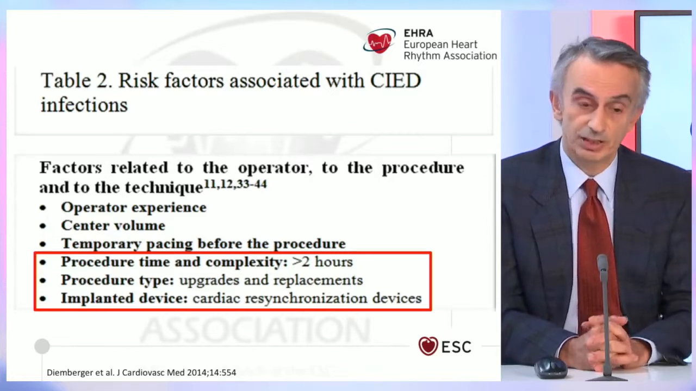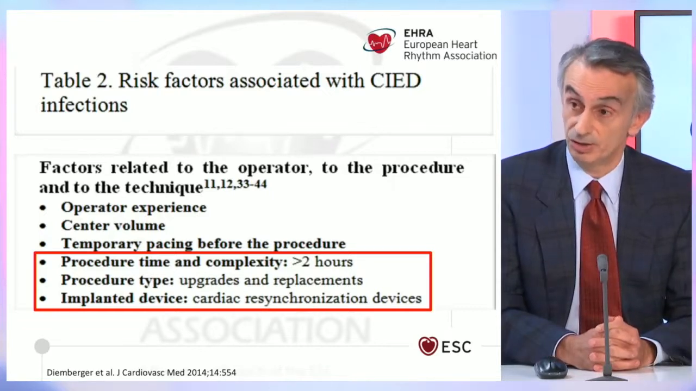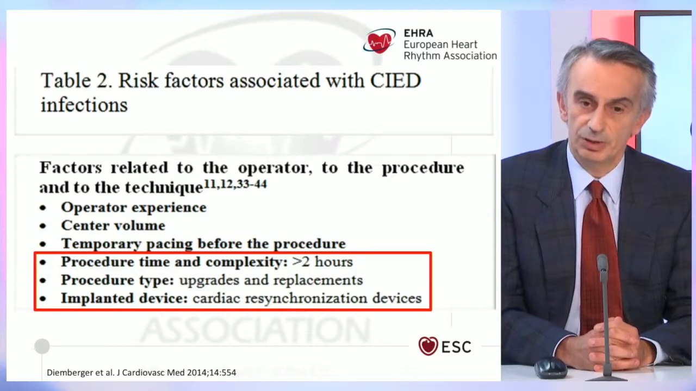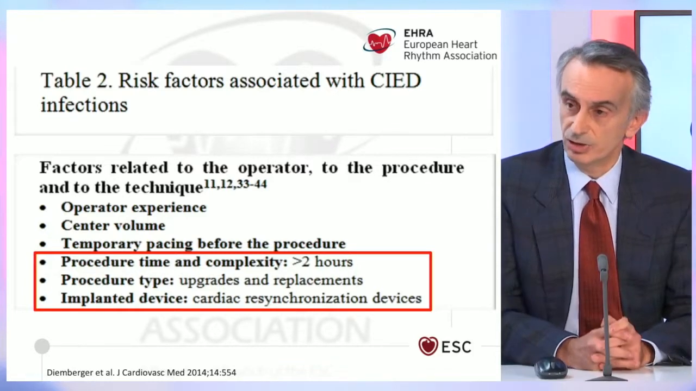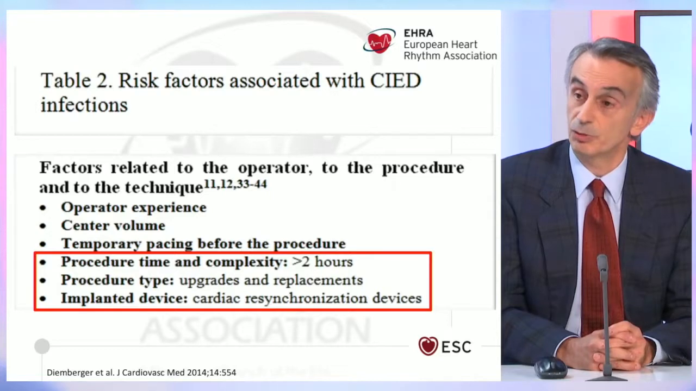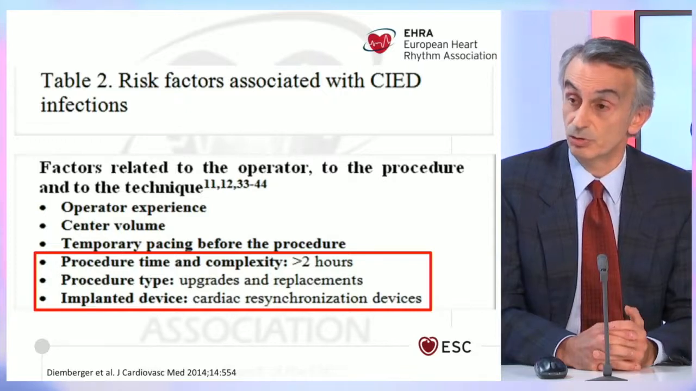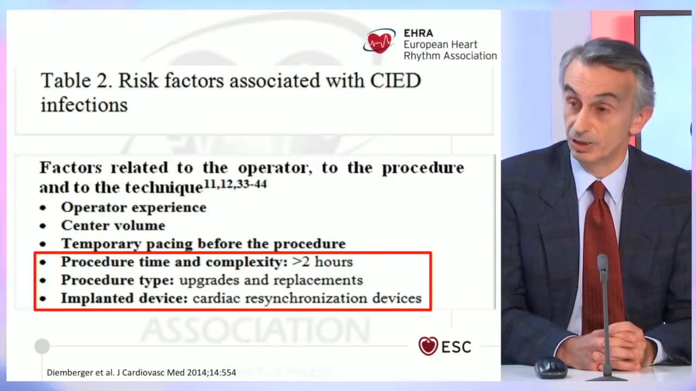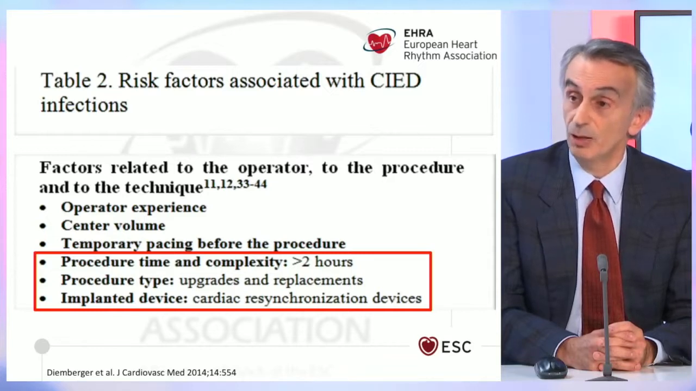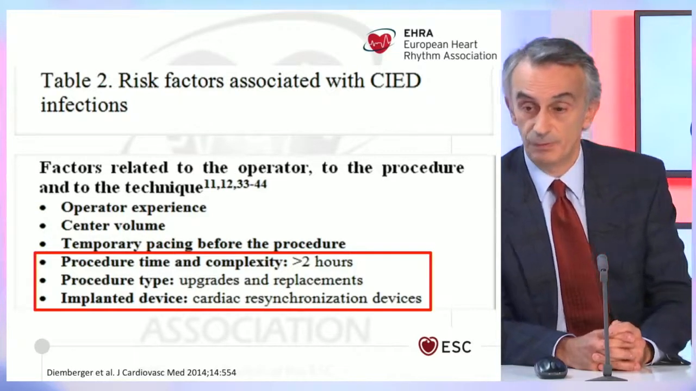The center volume, providing, let's say, more widespread comprehension of this type of surgery, matters in reducing the risk of infection. But above all, there are characteristics of the procedure that may portend a higher infection risk, like the procedure length and the complexity, that is, whether the procedure exceeds 2 hours or involves more than 2 leads. The procedure types, upgrades and replacement compared to first implantation, and the type of the device being inserted, that is, cardiac resynchronization devices, are more frequently associated with infection.